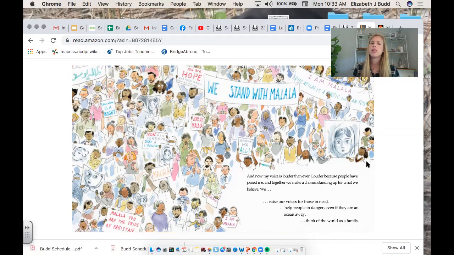I see another word on this page you might not know, and that's the word chorus. So it says, let's look at the context clues. Together, so not just her, but together as a group, they make a chorus. So what do you think a chorus is? Looking at the picture and looking at that sentence, together we make a chorus. I think that a chorus is a group of people that come together, and they either talk or sing or use their voices together.